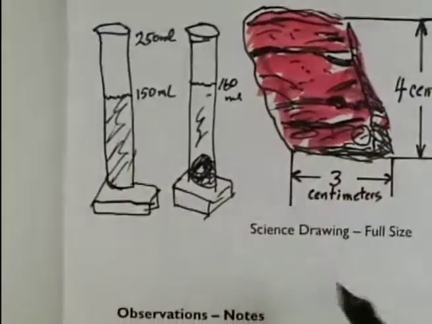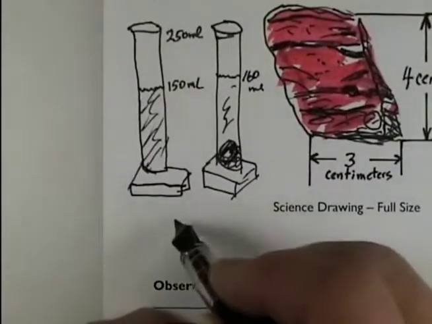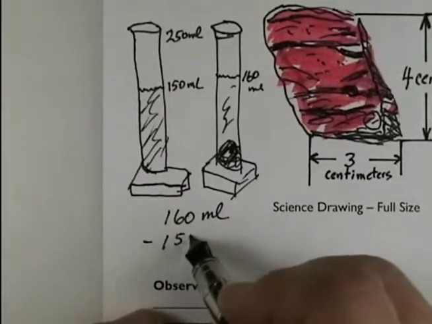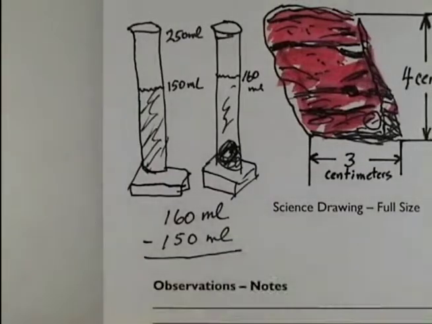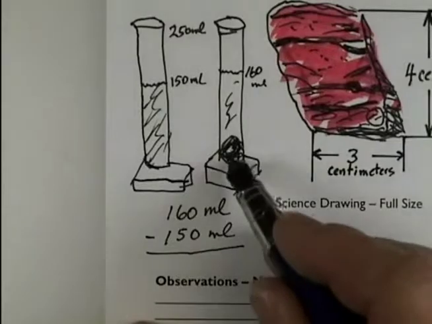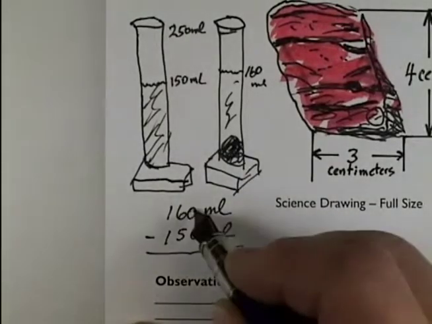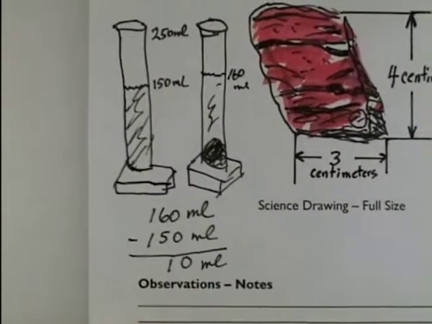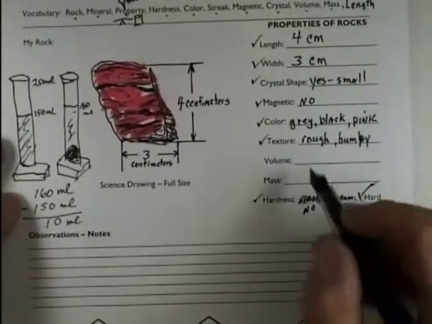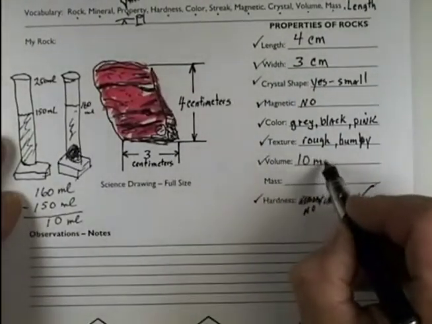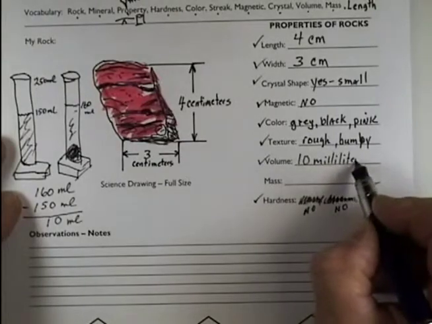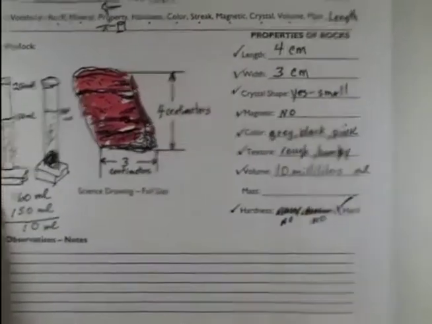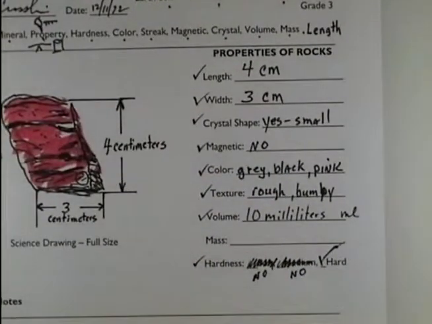And it's gone up. And so the subtraction problem is, let's take what it is now, 160 milliliters, minus what it was, 150 milliliters. Anybody have an idea? The volume of my rock? 0 minus 0, 0. 6, take away 5 is 1. My rock is, in volume, 10 milliliters. 10 milliliters, or I can just say ml. 10 milliliters ml. Pretty cool.